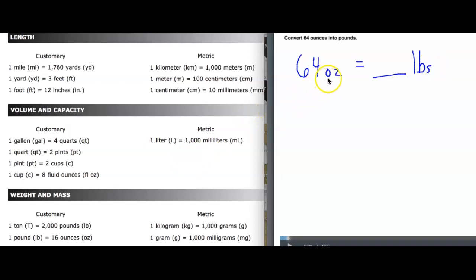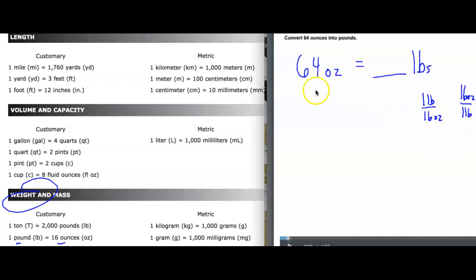So we're converting ounces to pounds, so is that going to be length, volume, capacity, or weight? Go ahead and answer that for me. Very good. It's going to be weight. And so what we know about ounces and pounds is that for every 1 pound, there are 16 ounces. So the unit rate that we're going to use is either 1 pound equals 16 ounces, or it could be that we'll use the version of 16 ounces over 1 pound.